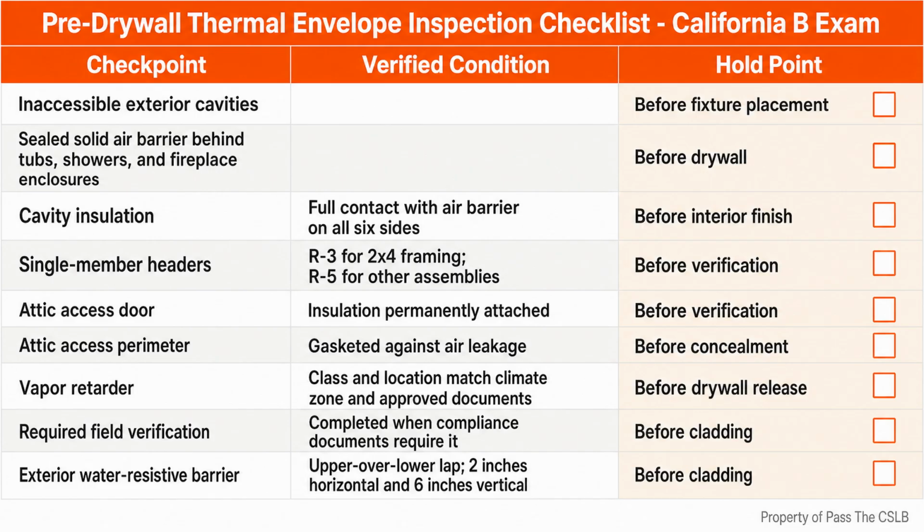Verify that attic access insulation is permanently attached and that the hatch is gasketed. Confirm the climate-specific vapor retarder requirement against the project documents. Outside, verify the water-resistive barrier, lap direction, and minimum overlaps before cladding hides them. I would add one project-specific line to that check. If the compliance documents require field verification, confirm that the verification is complete before releasing drywall.